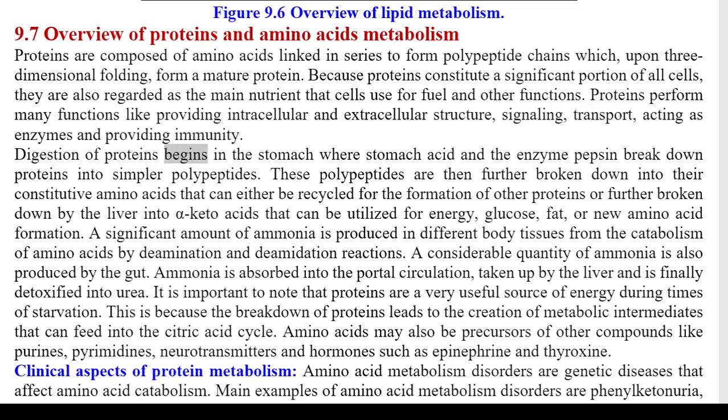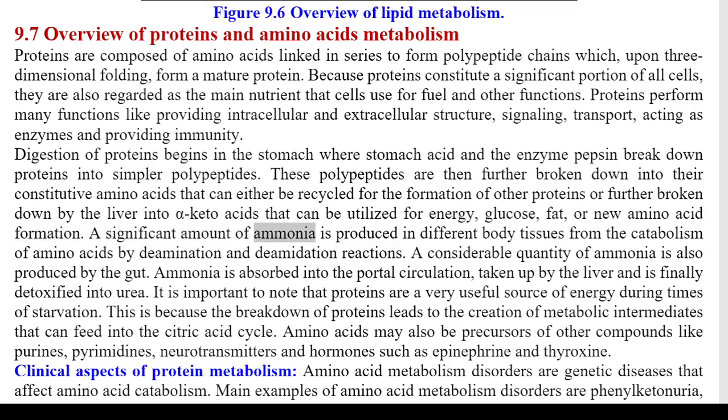Digestion of proteins begins in the stomach where stomach acid and the enzyme pepsin break down proteins into simpler polypeptides. These polypeptides are then further broken down into their constitutive amino acids that can either be recycled for the formation of other proteins or further broken down by the liver into alpha-keto acids that can be utilized for energy, glucose, fat, or new amino acid formation.